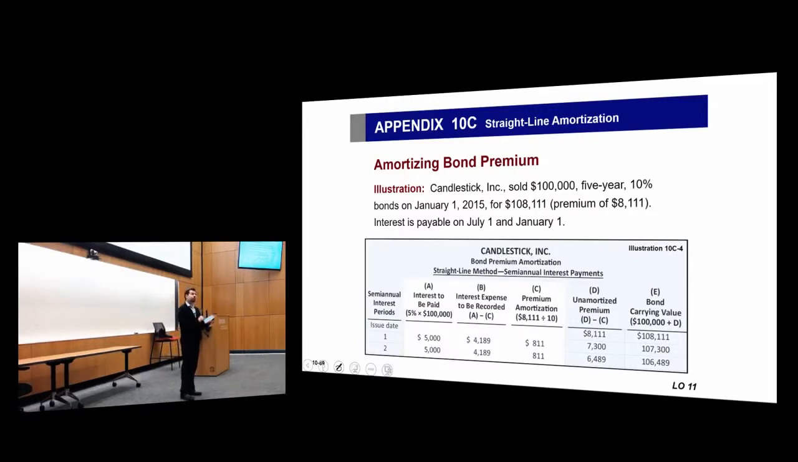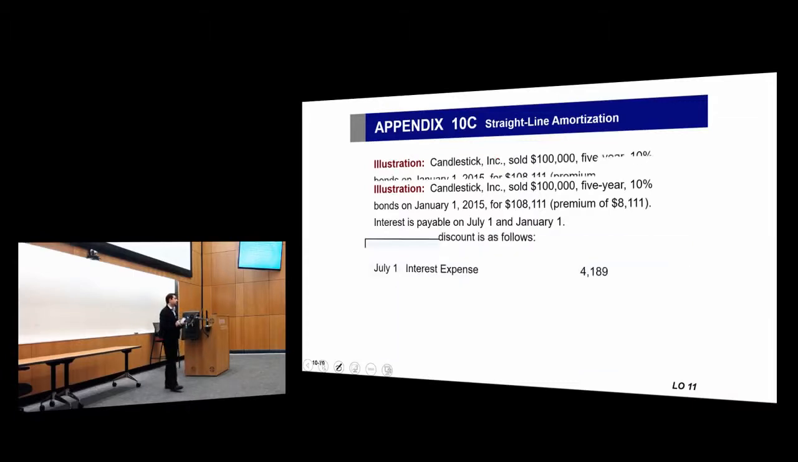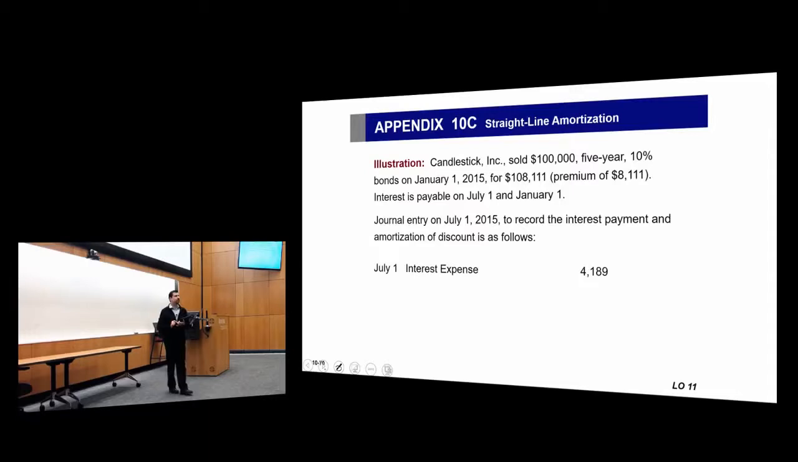Okay, in this case, for the journal entry, interest expense will be debited 4,189, that's equal to 5,000 minus the amortization, and we have premium will also be debited. Remember that we are trying to decrease it, so it has to be debited. So we debit premium on bonds payable, the amortization amount, we credit cash 5,000.